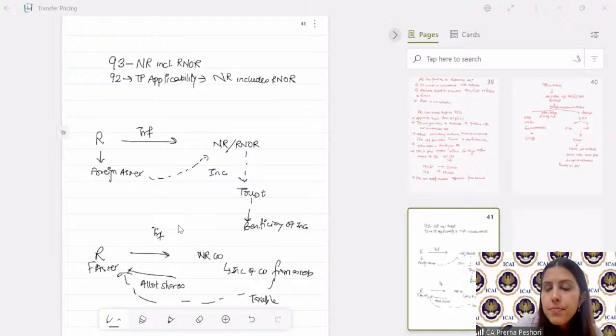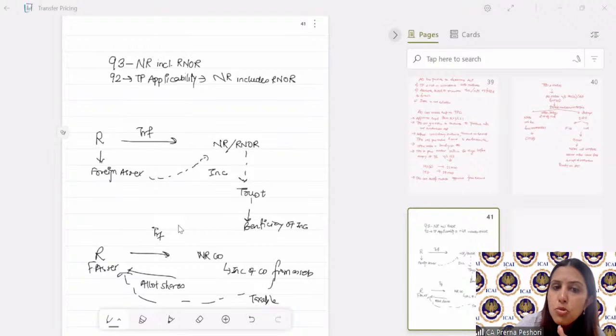Is that clear? However, the onus lies on the assessee to prove that the transfer was not for the purpose of avoiding the tax, or it was for bona fide commercial purpose. So if the assessee is able to prove to the AO that this asset which was transferred was for bona fide commercial purpose or was not for avoiding the tax, then in that case the AO may not invoke section 93. Is that clear?